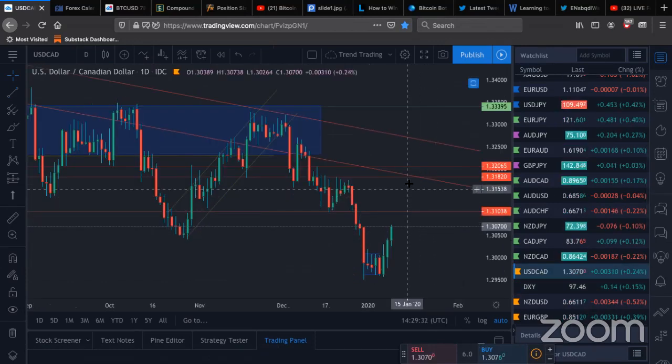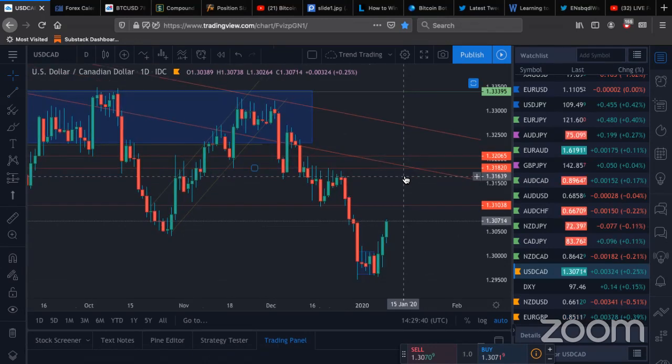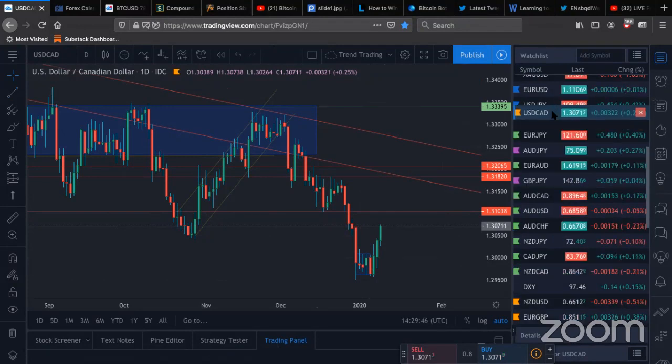Now, we might get up here, and that's also an area we would look at to do it. They're both high probability setups. Not to say that they'll definitely work out, but that's definitely a trade that I'm highly interested in.